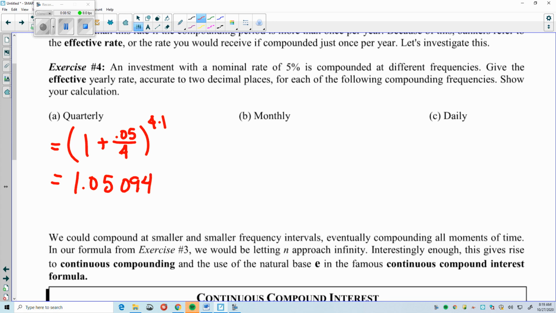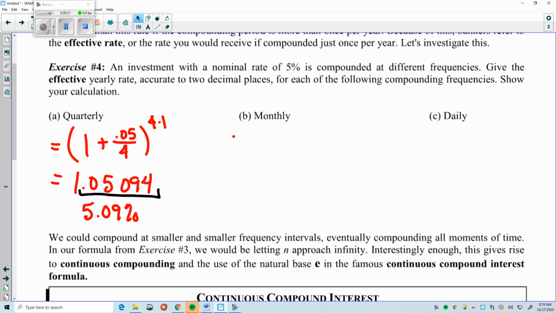1.05094. Okay, so now I have to think, what's the rate? Keep in mind, our formula always has this 1 in front. Your rate is going to be coming from this decimal part. And again, if I'm taking my decimal and putting it into a percentage, move it 2 places to the right. So that would give me about 5.09%. Okay, so a nominal rate of 5%, but compounded quarterly actually turns out to be about 5.09%.